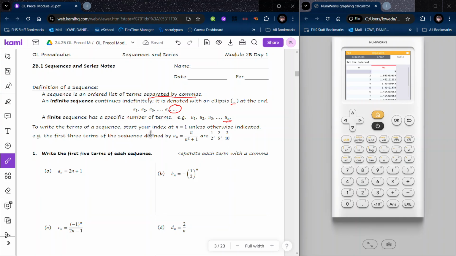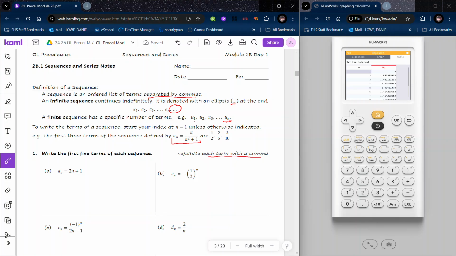To write the terms of a sequence, you'll start your index, right? You'll start essentially your counter at 1 unless it's otherwise indicated. So for example, the first three terms of a sequence defined by use of n is n over n squared plus 1. Well, I'll start with n equals 1, and that'll give me 1 over 2. If n is equal to 2, that'll give me 2 over 5. And if n is equal to 3, that'll give me 3 over 3 squared plus 1, so that'll be 3/10.